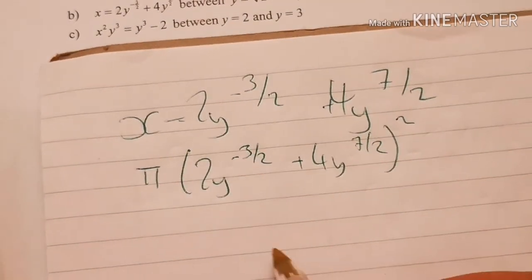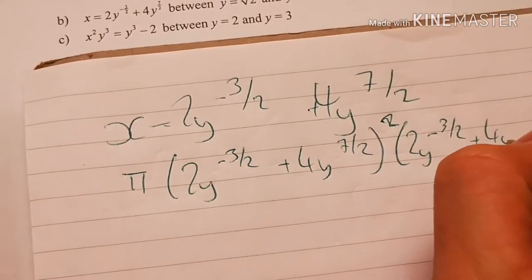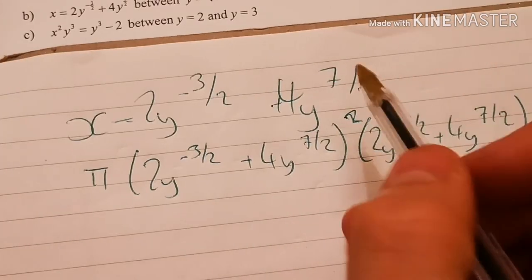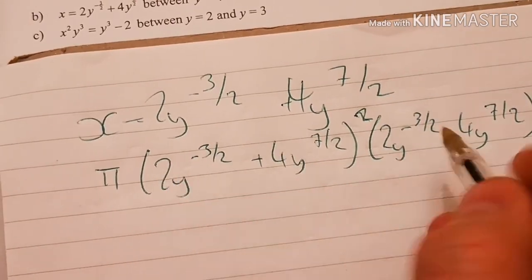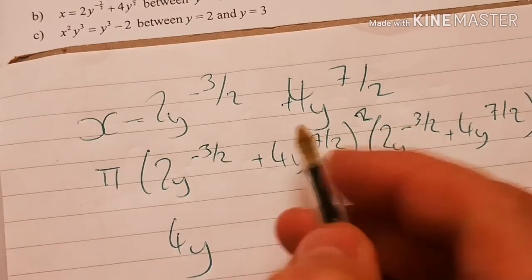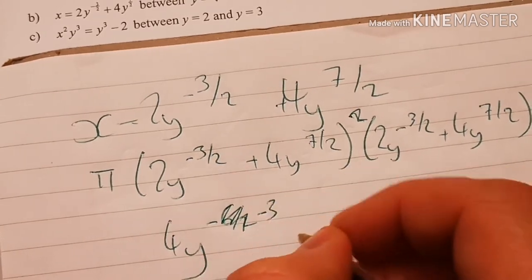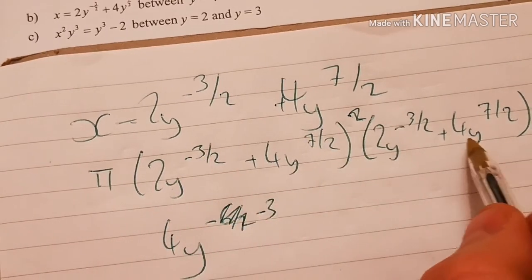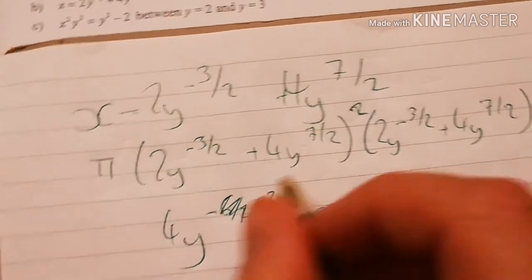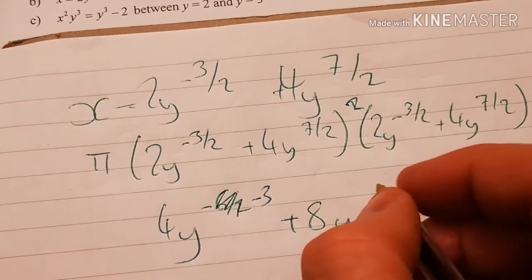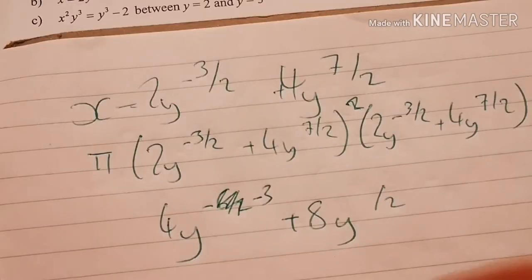times it by pi. Okay, now, obviously this does get a little bit confusing, so I'm going to actually do it the wrong way, just because it's a bit easier. 2y to the power of minus 3 halves times 2y to the power of minus 3 halves. So 2 times 2 is 4. Right, when you're timesing your indices, you're actually adding them. So that's to the power of minus 6 halves, which is actually to the power of minus 3. Okay, 2y to the power of minus 3 halves times 4y to the power of 7 halves. Positive, 2 times 4 is 8. And then y, and then you've got minus 3 halves plus 7 halves, which is 7 minus 3 is 4 halves.